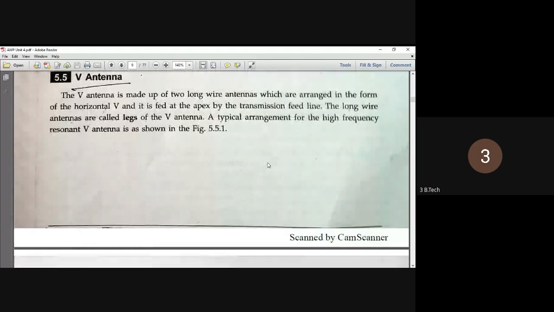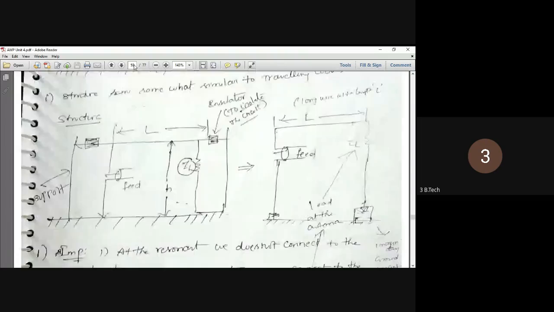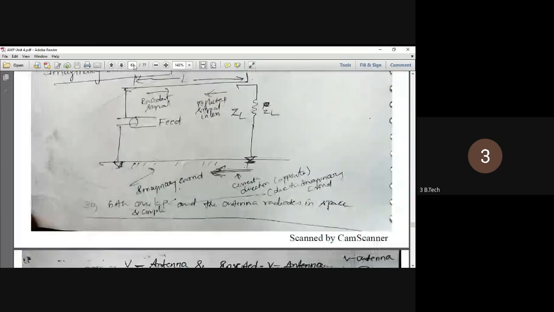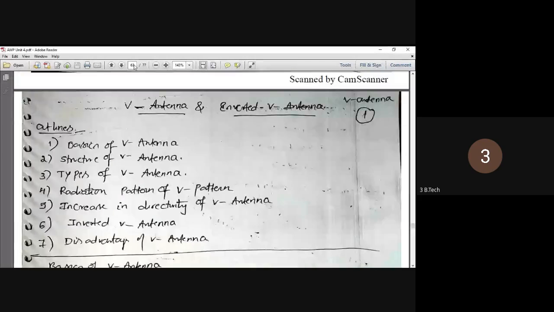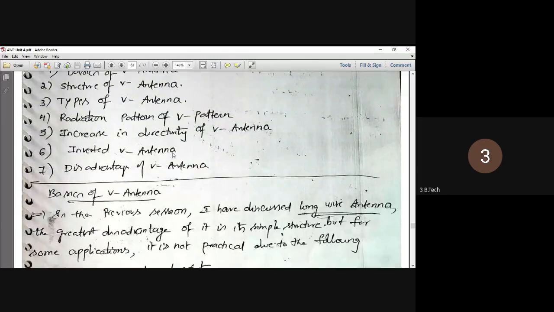So, coming to V antenna. V antenna is also a traveling wave antenna, right? First, we'll see the basics and come to this. So, V antenna. Yesterday I told you V antenna and inverted V antenna. So the basics, we will be seeing the structure, types of V antenna, radiation pattern of V antenna, increase in directivity of V antenna, inverted V antenna, disadvantages of V antenna.